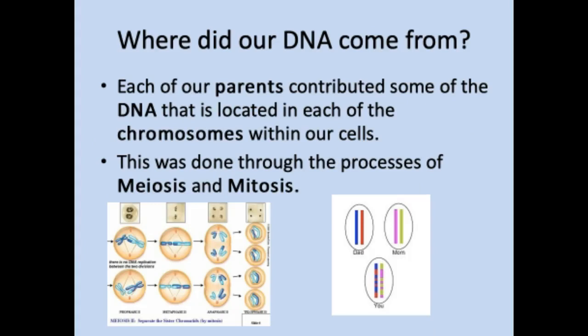Where did our DNA come from? Each of our parents contributed some of the DNA that is located in each of our chromosomes within our cells. This is done through the processes of meiosis and mitosis. These are fantastic images showing how those chromosomes get separated. And this shows a fantastic graphic of how your dad and your mom helped create you in your special uniqueness, and how you are not an exact replicate of either mom or dad, that you are an awesome mixture.